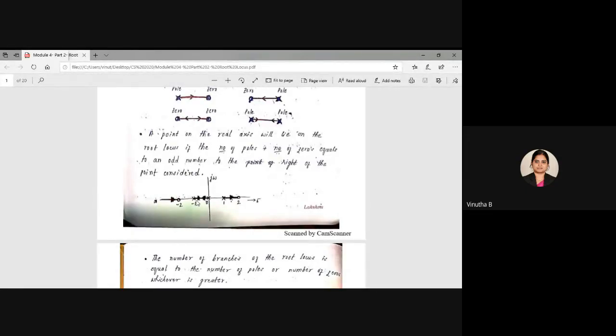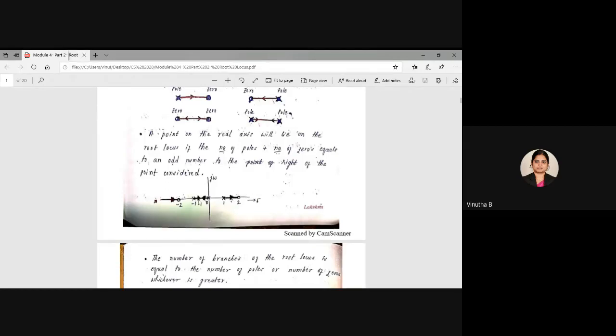Take a test point on the real axis; if there are an odd number of poles and zeros to its right, it lies on the locus. Here it says that a point on the real axis will lie on the root locus if the number of poles plus number of zeros is an odd number. Suppose I consider a test point in between -2 and -1. Just see the right side of this. There you have two poles. Do not consider the other point as of now; I will tell you about it later.